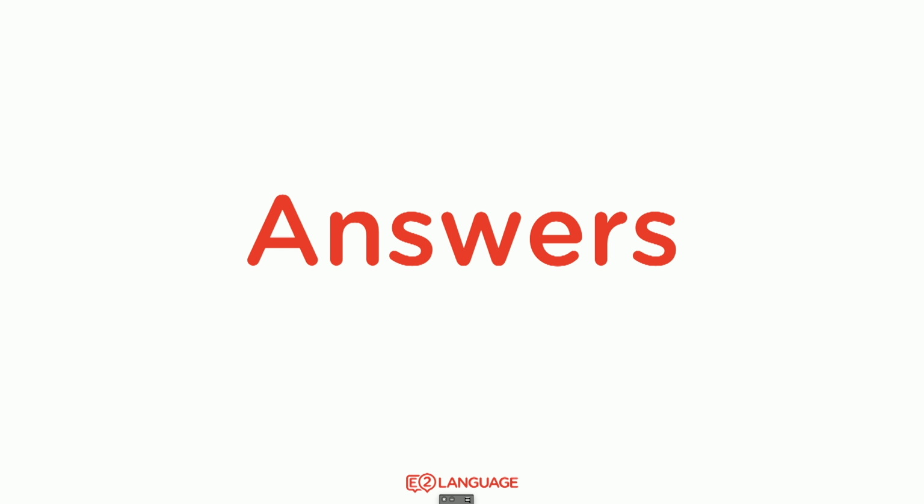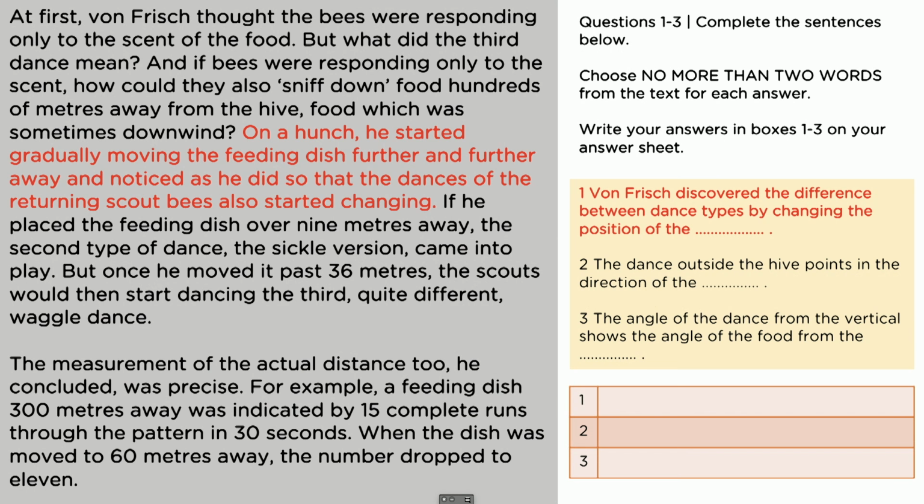Okay, let's go through the answers here. So, number 1, Von Frisch discovered the difference between dance types by changing the position of the what? Okay, this is a difficult question because you're like, what's the context? What are you talking about? This is out of context.